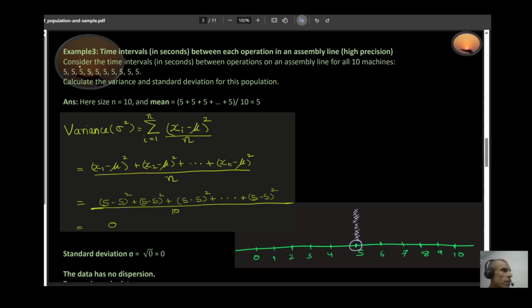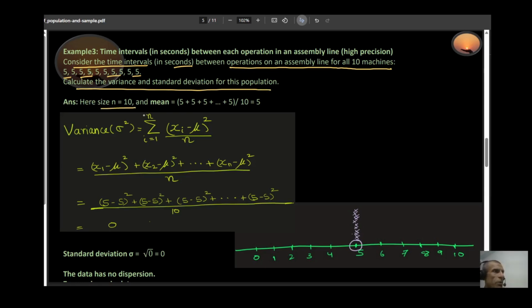Now, let's take a look at this third example. Consider the time interval in seconds between operations on an assembly line for all 10 machines. So these are your data right here, these are your times in seconds. Everything is 5, 5, 5, 5. Calculate the variance and standard deviation for this population.